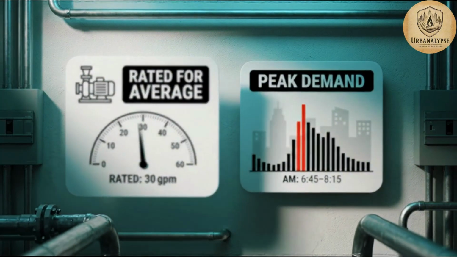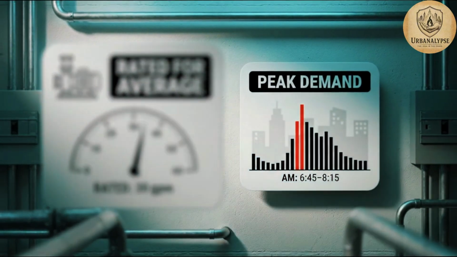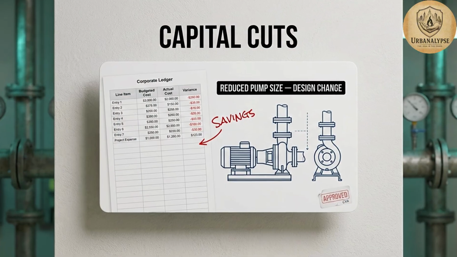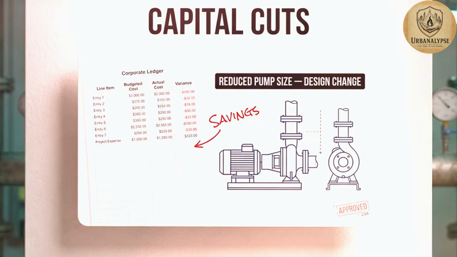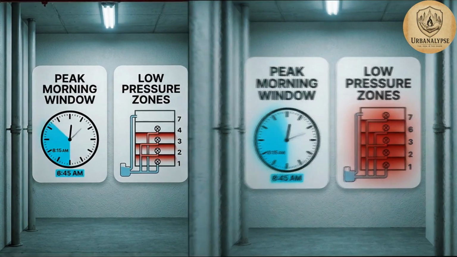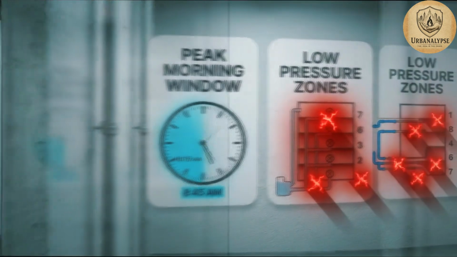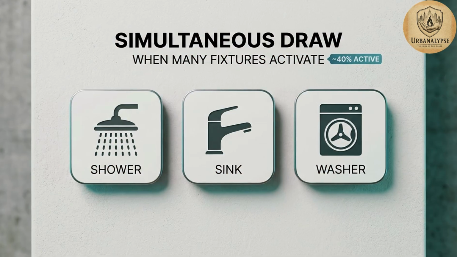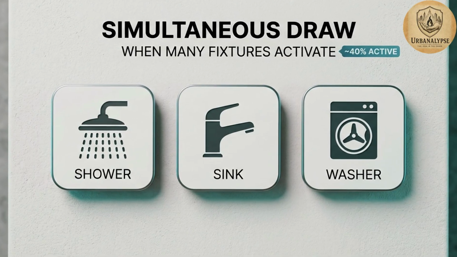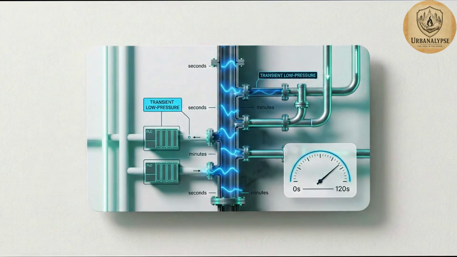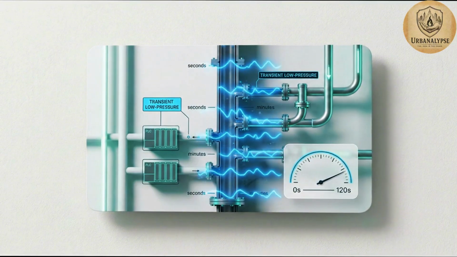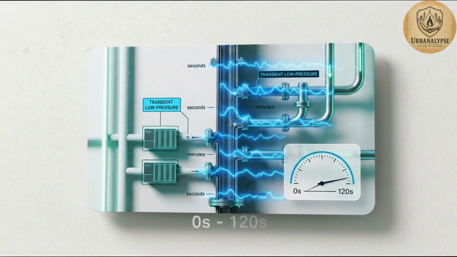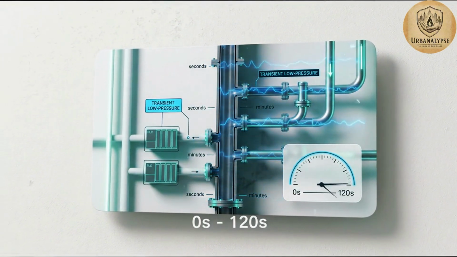Your building's pump was engineered for average demand, not peak. That decision, made to cut capital cost, is the reason your shower fails between 6:45 and 8:15 on weekday mornings. When a significant fraction of occupants activates fixtures simultaneously, aggregate draw creates transient low-pressure zones throughout the network. These transients last seconds to minutes.